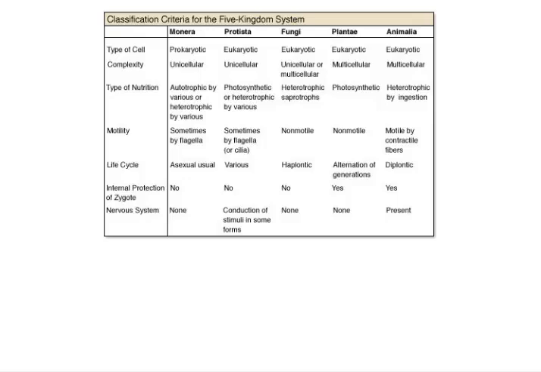Motility, how did they move? Life cycle, did they reproduce asexually or sexually? And also other features such as the nervous system. So using those characteristics, we were able to divide all living things into 5 kingdoms.